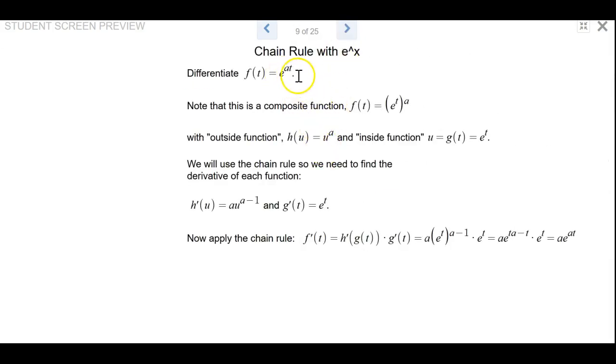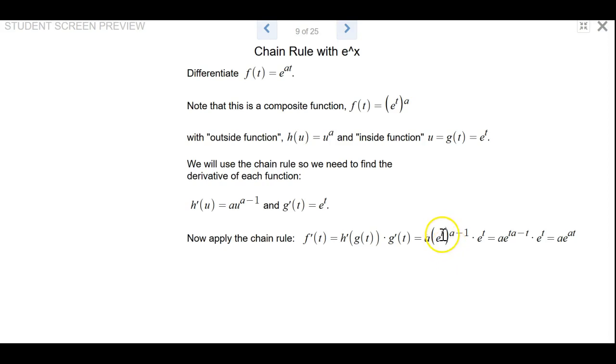If we apply the chain rule, with the outside function being a power function, u to the a, in this case my coefficient's a, that's my power, and my inside function's e to the t, then for the derivative of my outside function, I bring down the exponent, that's a, u, and then I subtract from the power, and then the derivative of the inside function, e to the t, is just e to the t. So look what happens when we put all this in the chain rule.